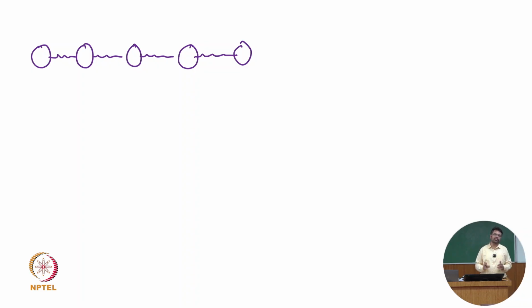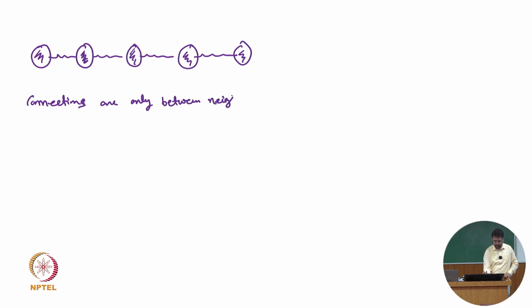So here the connections are all with just the nearest neighbor. This one is connected with its neighbor, which is again connected with its neighbor. This one is also connected with this neighbor. So here the connections are only between neighbors, only between neighbors. There are no other connections existing.